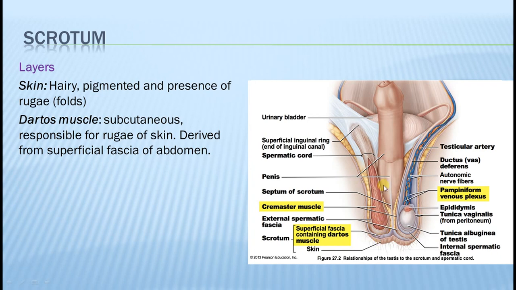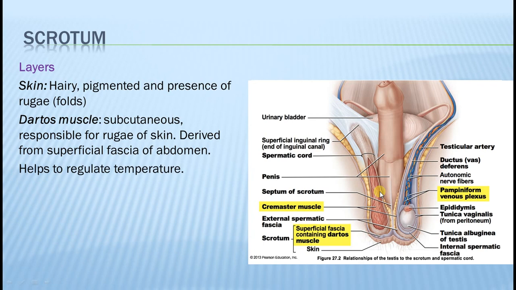Okay. So the rugosity is mainly formed by the dartos muscle, which is derived from the superficial fascia of the abdomen. If you trace this dartos muscle, it will be continuous with the fascia colles of the perineum, and Scarpa's fascia above with the abdomen. Okay. So you are able to see, as I told you in the last slide, the median raphe of the penis, which is again continuous with the median raphe of the scrotum. This is the ventral surface of the penis you are able to see here.